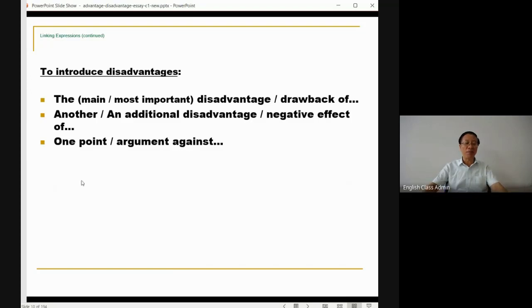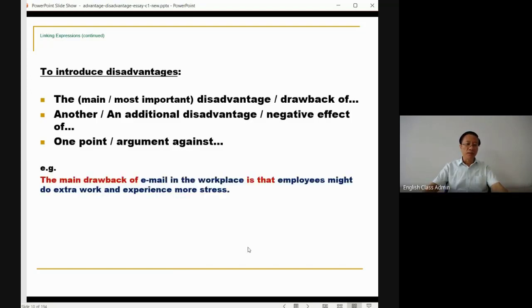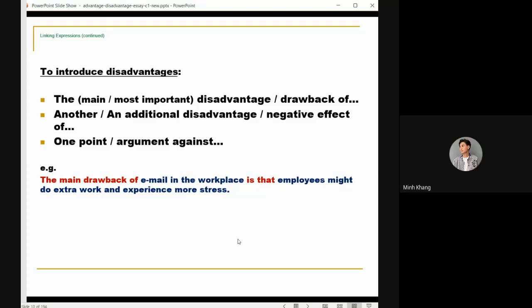For example, this example also tells the reader about one negative effect of using emails. Minh Khang, please say aloud the example. The main drawback of email in the workplace is that employees might do extra work and experience more stress.